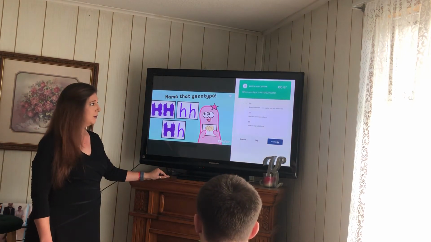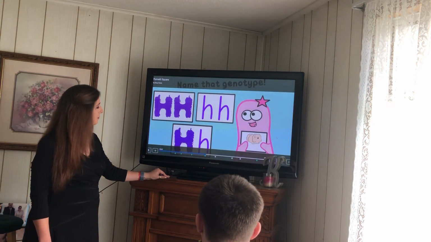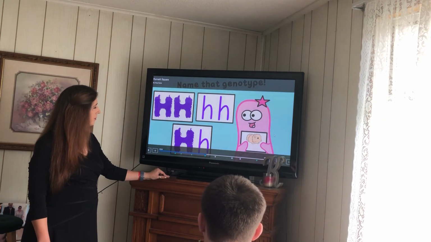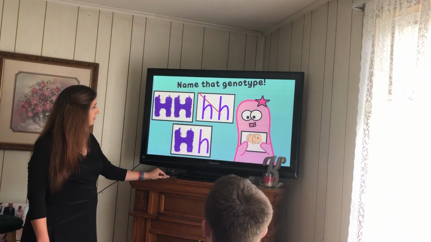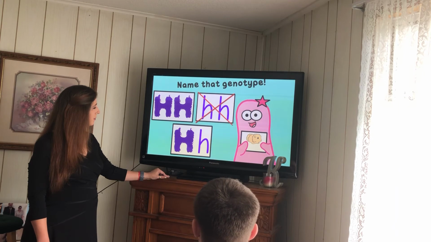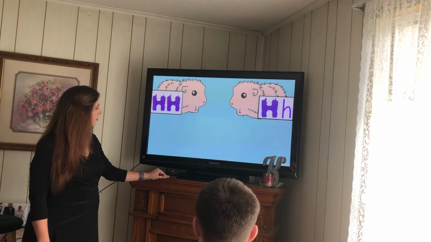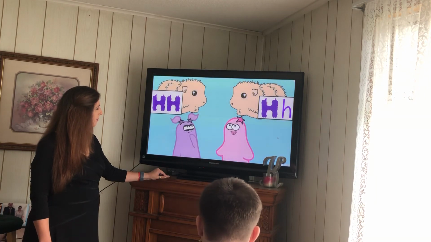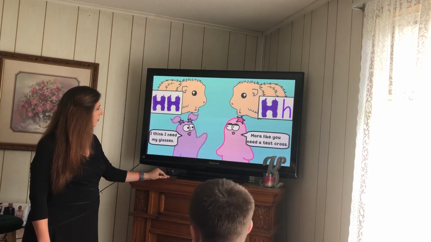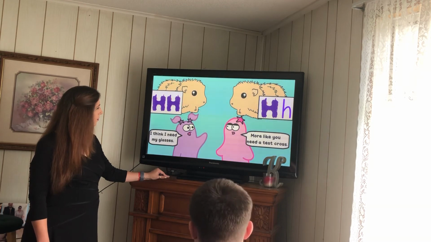If you saw a guinea pig with hair, would you know its genotype? Well, you would know it's not little h, because if it was little h, then it would be hairless. But remember, a guinea pig with hair could be big H, big H or big H, little h. We don't really know. We could do a test cross to eventually determine this, but you can't tell just by looking at the guinea pig.